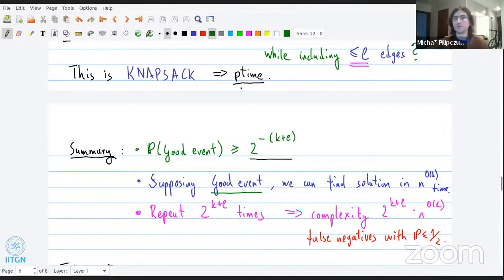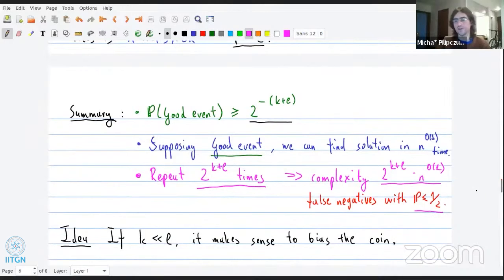So now what we need to do, again, is repeat the algorithm 2 power k plus L times, which means that we will have a randomized algorithm with false negative with probability at most half. And for each repetition, we try our polynomial time subroutine to find the solution. So the overall complexity is 2 power k plus L times polynomial in n. And again, if there was no solution, then the algorithm cannot find a solution. If there is a solution, the probability of finding one is at least half.